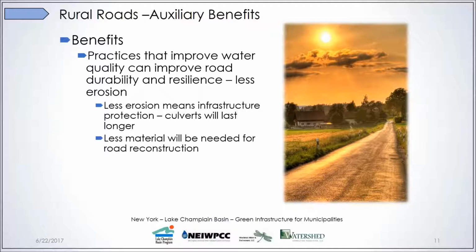But anyway, let's talk about the auxiliary benefits. These practices that improve water quality can also improve road durability and resilience. Basically what we're driving at with a lot of these practices is we're trying to reduce the amount of erosion that occurs on the road surface, on the road shoulder, and in the road ditches. If we're not eroding those three areas, that means our road is sticking around for a lot longer. We're going to have a longer usable lifespan of that road.